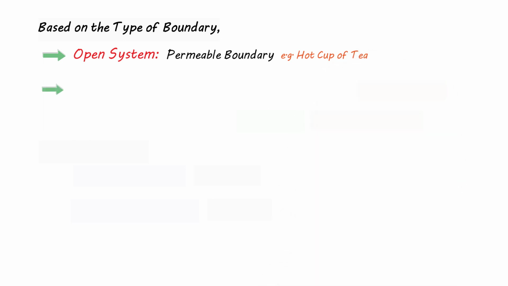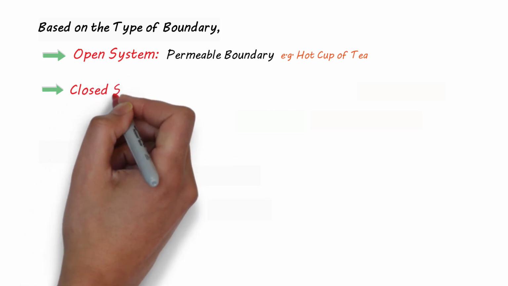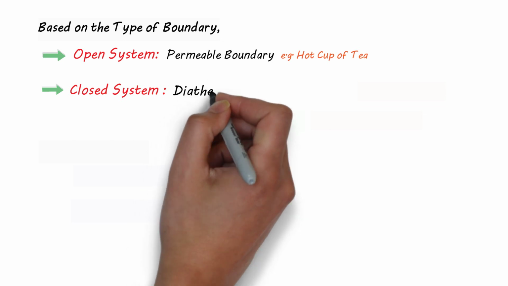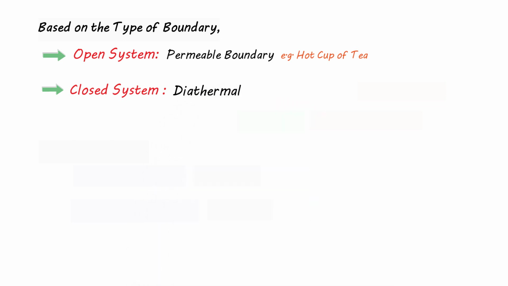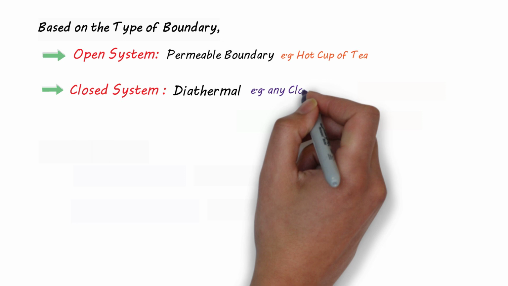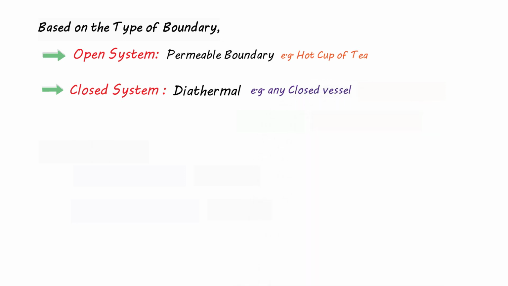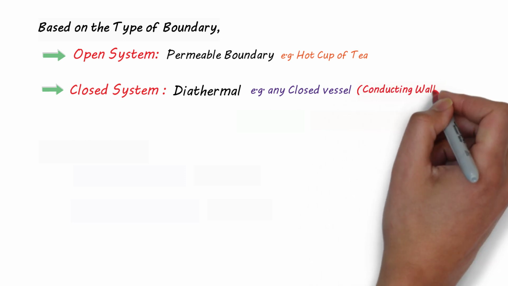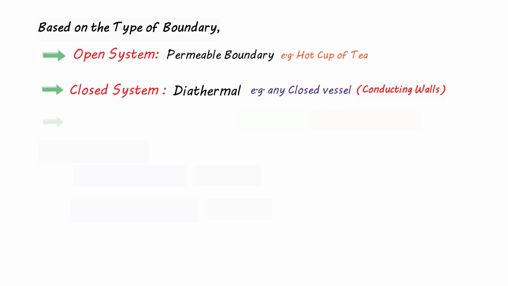The second is closed system. In this the wall is diathermal, which means there is energy exchange but no mass exchange at all. So examples could be any closed vessel in which we cannot transfer mass at all, but there is energy transfer. And one thing you must remember is that a diathermal wall should not be insulated. It must be a conducting wall.